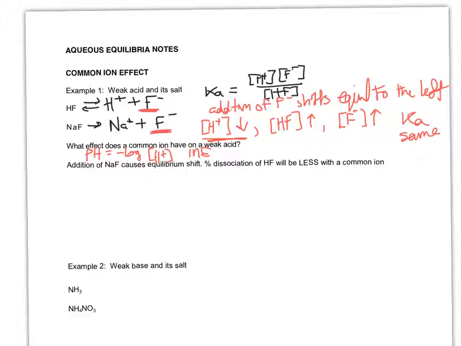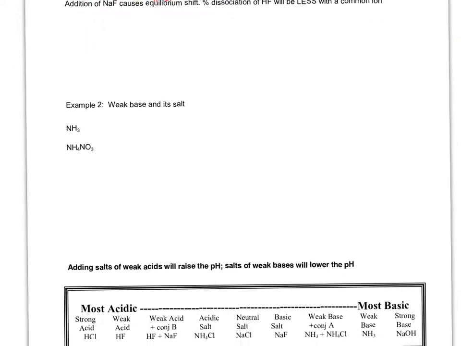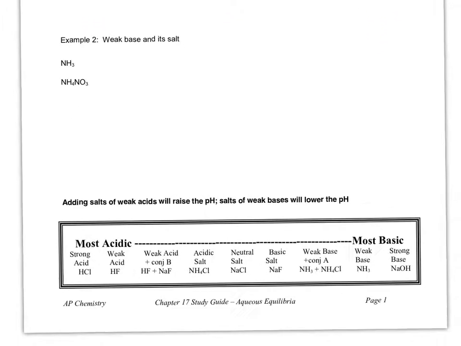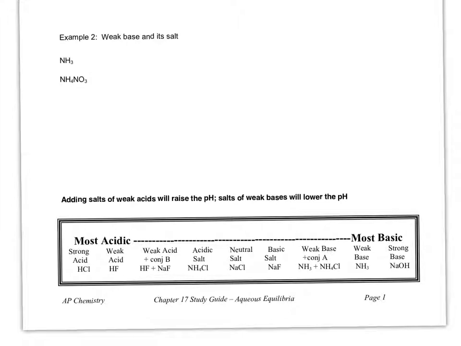Next, let's try the opposite. Let's try a weak base with its salt. So a weak base, an example of that is NH3, ammonia. And so a salt that contains a common ion would be ammonium nitrate. So let's look at the dissociation of our base first. It's a weak base, so we have an equilibrium.